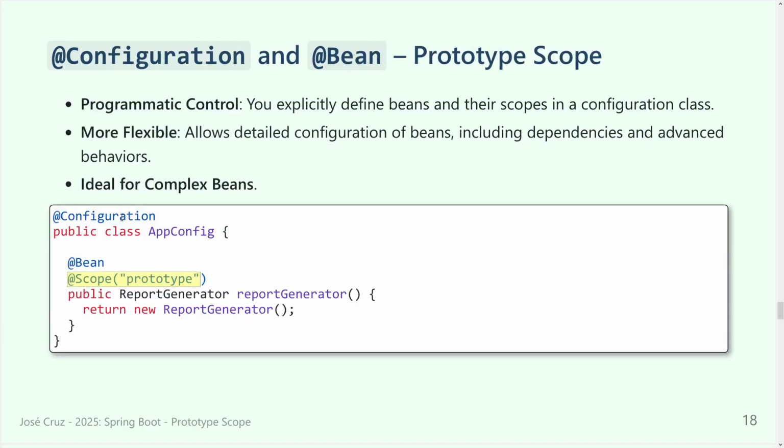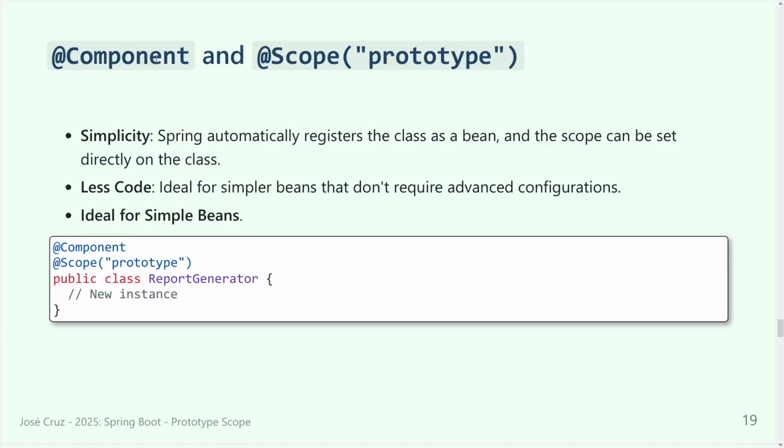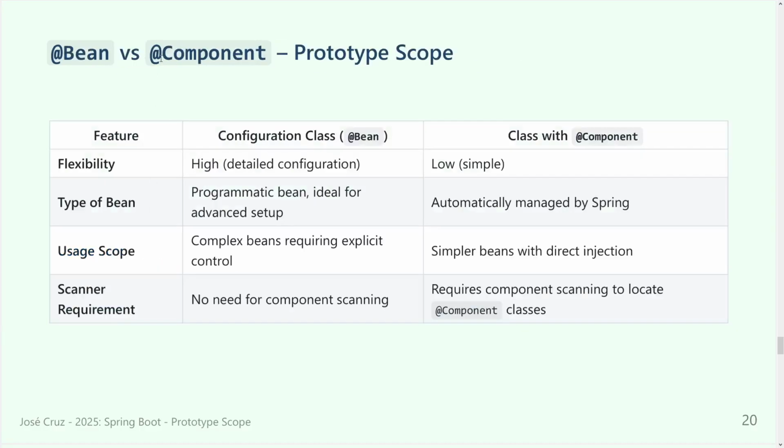I mean, you want to use a configuration bean when something is complex to initialize. You want to use the component when it's simple to initialize. Okay. Bean component, prototype scope. Let's see some comparisons here. So flexibility: you have more flexibility when you use a configuration class. When you use a component, it's lower. Type of bean: programmatic bean, ideal for advanced setup.